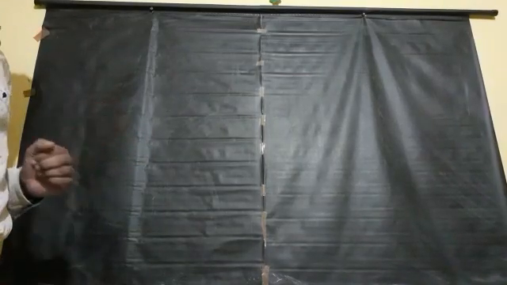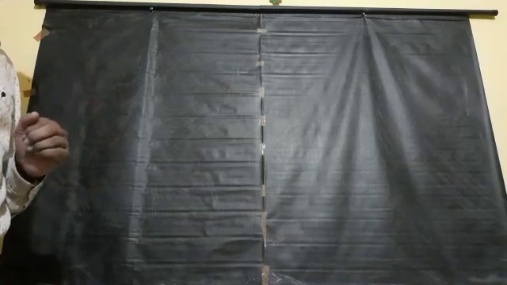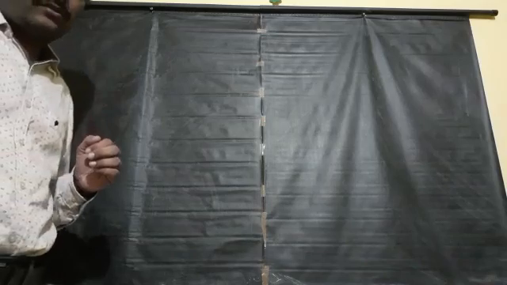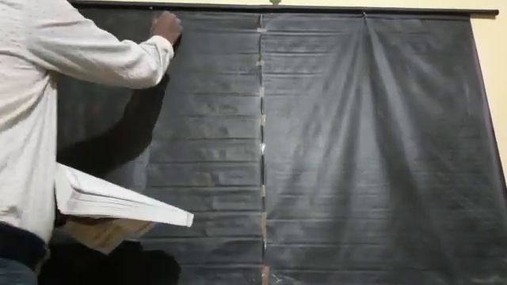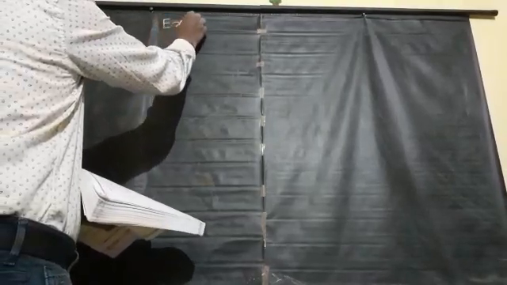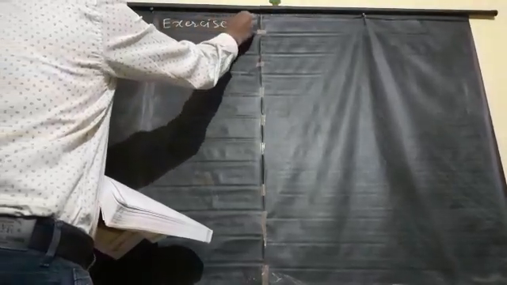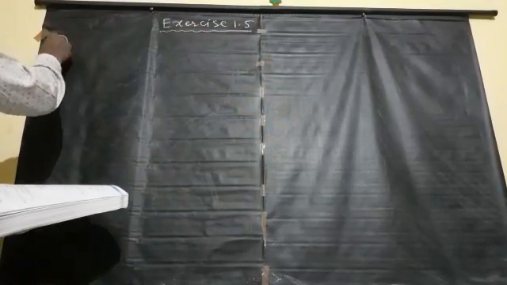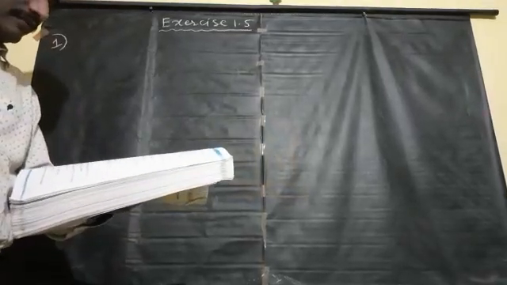Children, here in this video I am going to explain homework problems from exercise 1.5, first bit, second bit, third bit. First bit: determine the value of the following. That means find the value of the following. Already we have done the first three problems. Now we see the fourth problem.